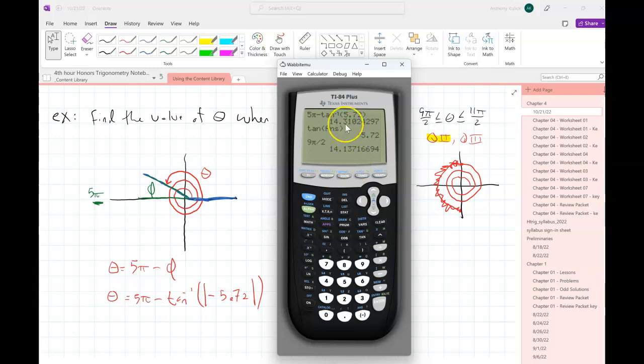So it's bigger than 9 pi over 2, and smaller than 11 pi over 2. So I'm definitely sure that this is correct. Do you guys see what I did there? I just want to make sure that if I plug the angle back in, I get the desired output, and that the angle that I found is between the upper and lower bounds specified, right?